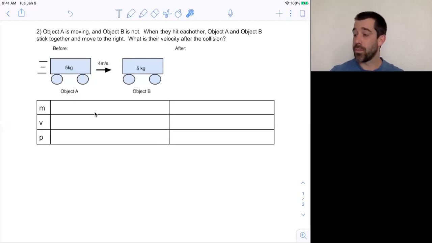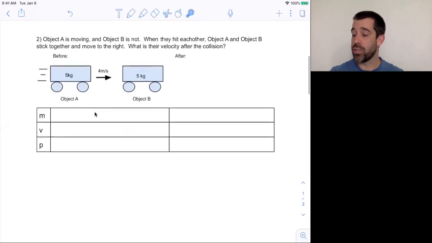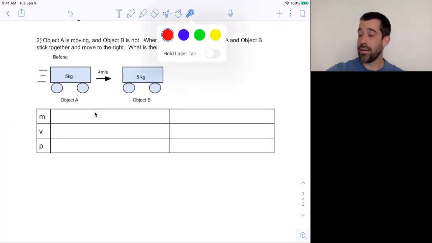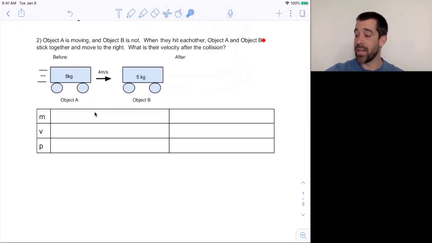Okay, so here's the deal. For question number 2, it says object A is moving and object B is not. When they hit each other, object A and object B stick together and move to the right. What is their velocity after the collision? Now, I'm going to use a trick in order to solve this problem that you might not have thought of, but that's okay. Fair game.